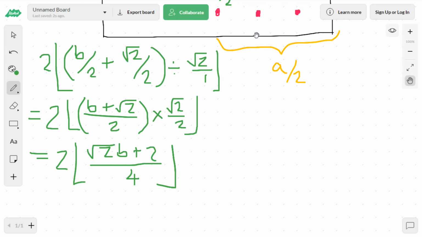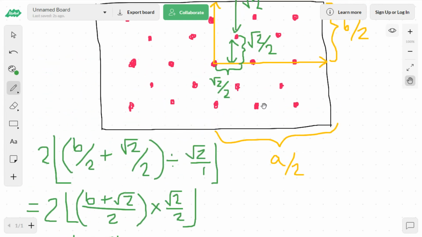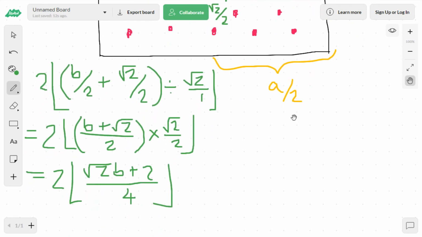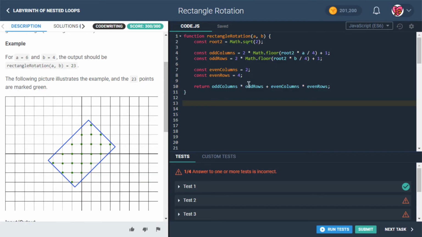And because of the symmetrical nature of this thing, we can say the same thing for these ones over here, that we're basically going to start with a over 2. We're going to add root 2 over 2 to that, divide by root 2, take the floor of that, and multiply by 2. So it's going to be the same thing as this, but with an a there instead of a b. Okay, so root 2 times b plus 2, all divided by 4, take the floor of that, multiply by 2. Let's try to remember all that.